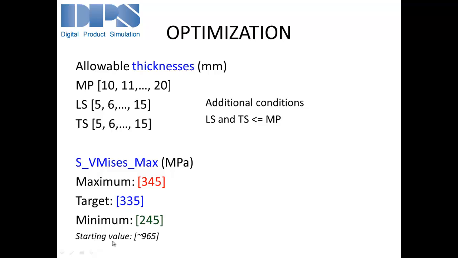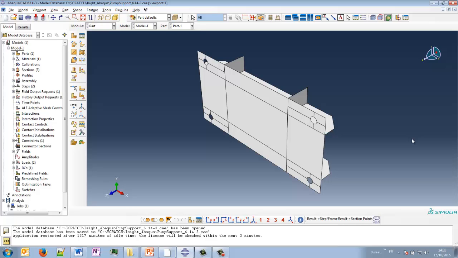And just to give you an idea, with our first design, which is 10 mm for the main plate, 5 and 5 for the stiffeners, the starting value of the maximum von Mises stress is 965. So we have really overpassed the maximum limit. So we really have to find the best thicknesses, because for now our pump support doesn't work and doesn't even withstand the stresses. The pump support has been designed in Abaqus CAE, so we can see the part.